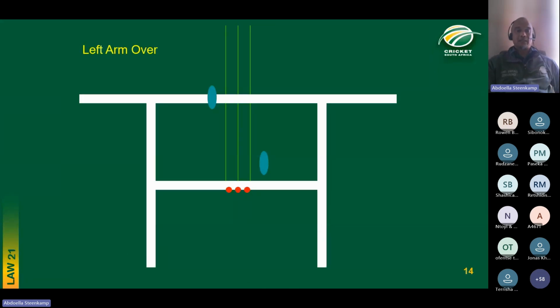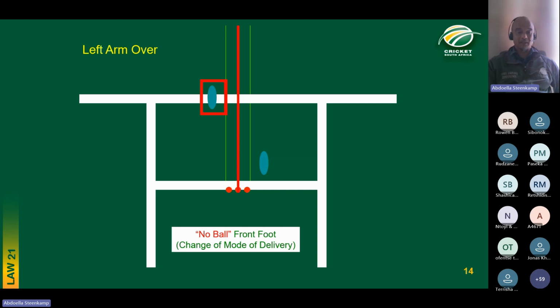Earlier, I mentioned that if a bowler puts their foot across the imaginary line from middle stump to middle stump, I want you to visualize a left arm bowler bowling over the wicket. Look at where this bowler puts the front foot. It's left arm over, and the front foot is way on the other side. Now the law says because it's on the other side of the imaginary line, this is a no ball, and the reason is this bowler is now changing mode of delivery.